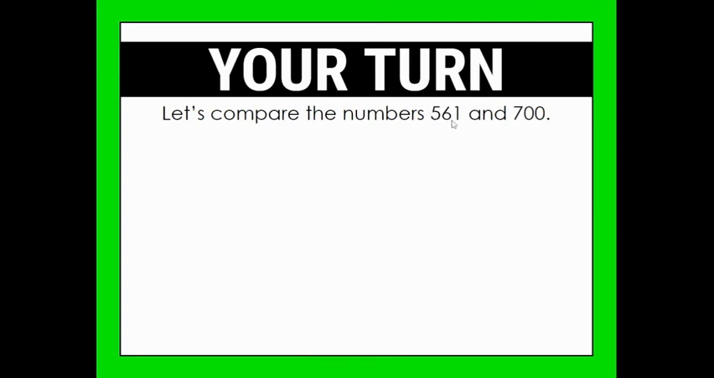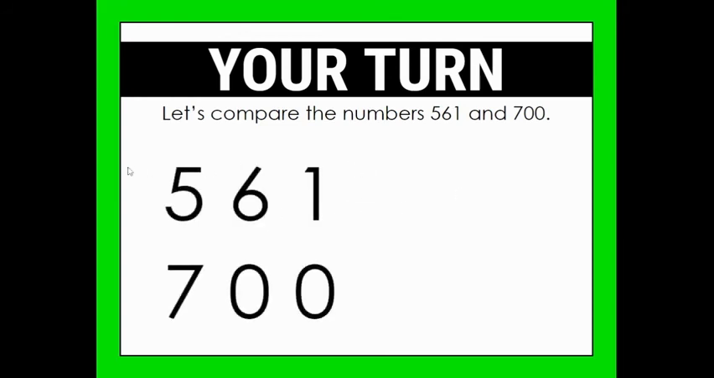Let's compare 561 and 700. Go ahead and line your numbers on top of each other, making sure to line up your hundreds, your tens, and your ones. After you do that, figure out which number is bigger. If you want, sometimes I like to circle which number is bigger. And then write your sentence with the greater than or less than sign. So you can write 561, and then put either greater than or less than, open that mouth to the bigger number, and 700.